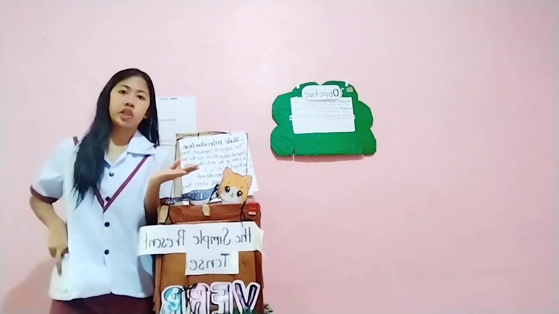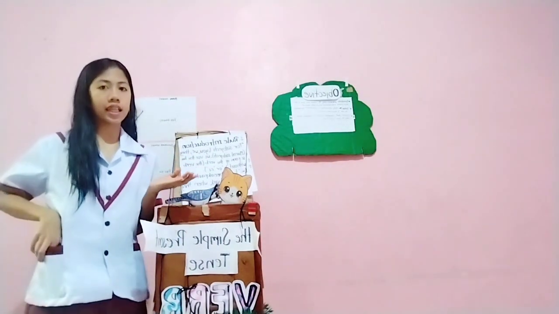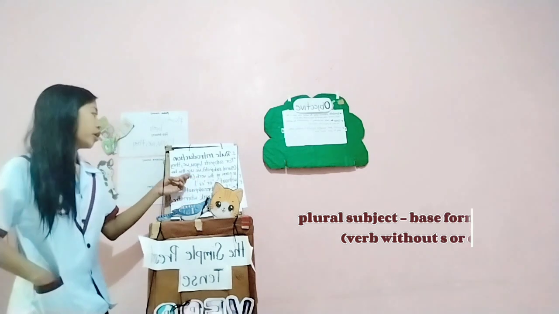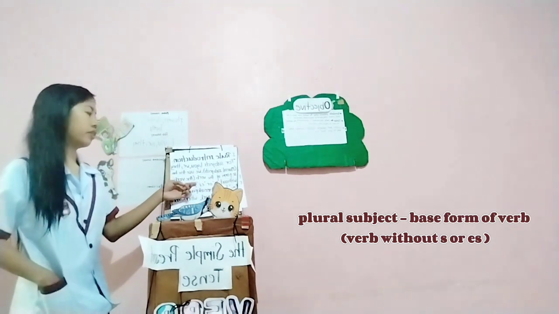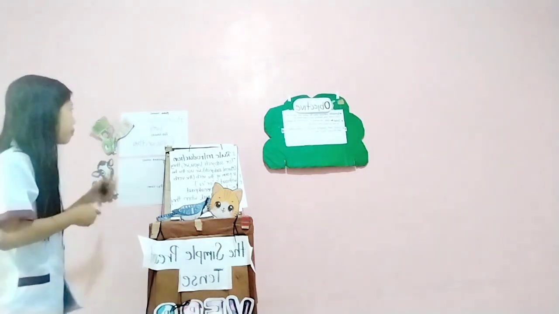So how do we make sure that the verb we are using in stating habits, routines, or general truths is right? For rule 1, if the subject is plural, we use the base form of the verb. So what is the base form of the verb? It is the verb without s or es. What are plural subjects? Plural subjects can be plural nouns or pronouns.